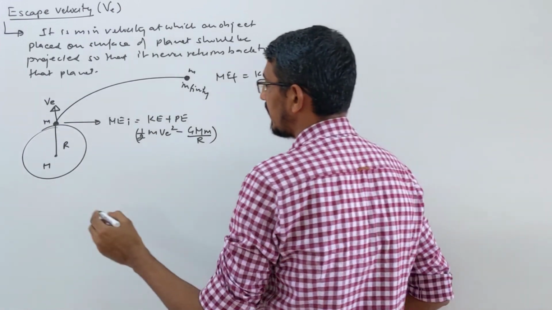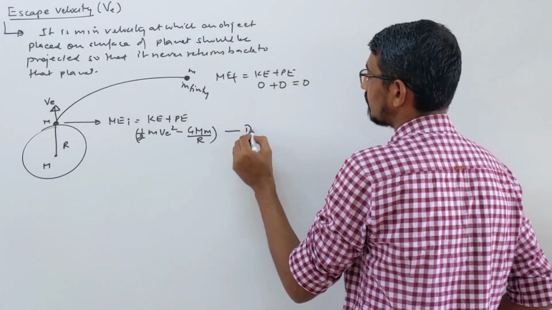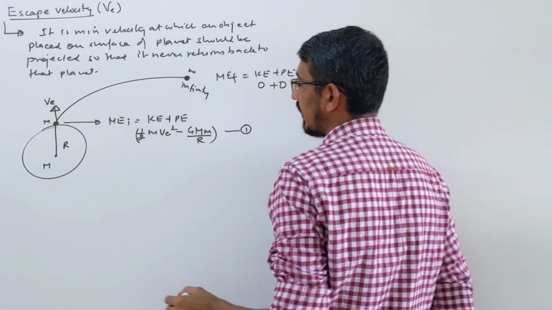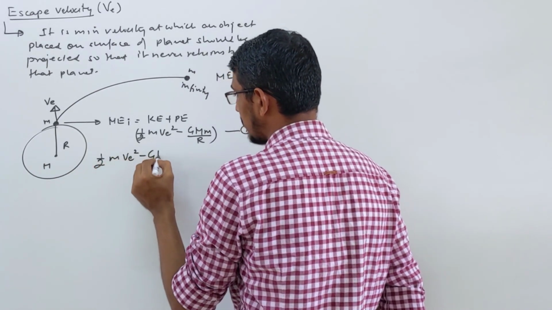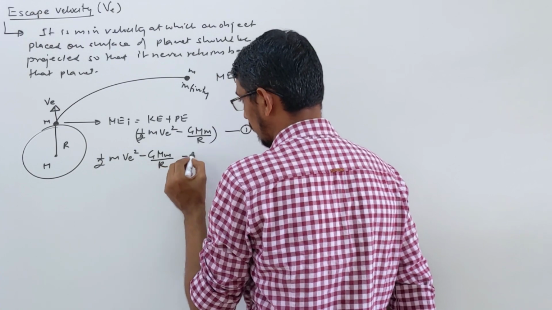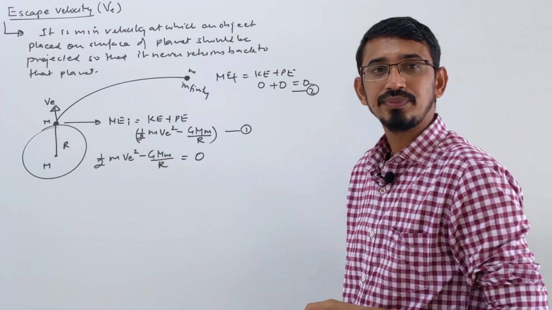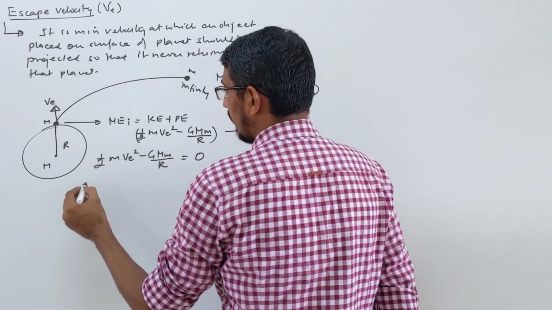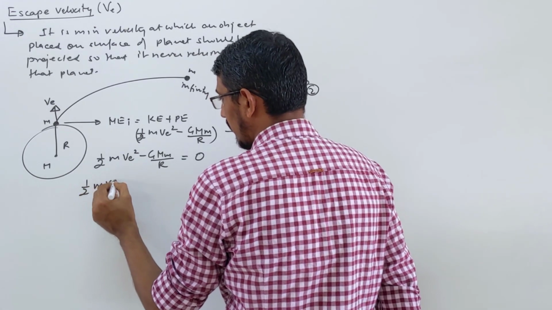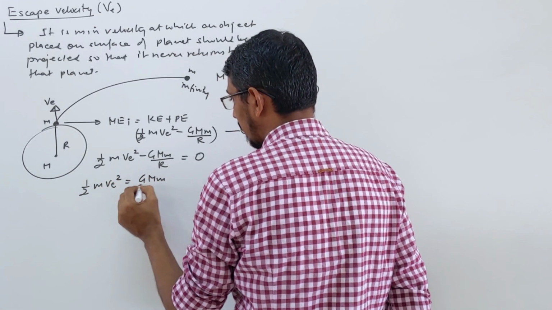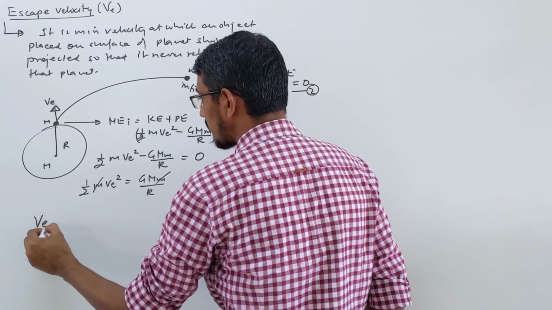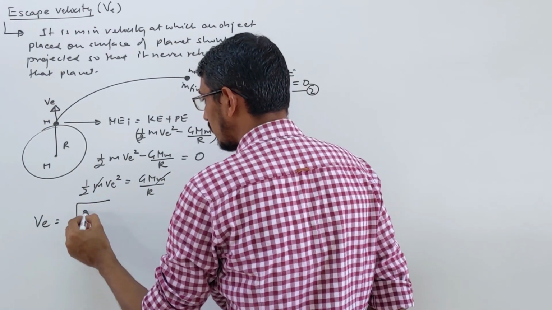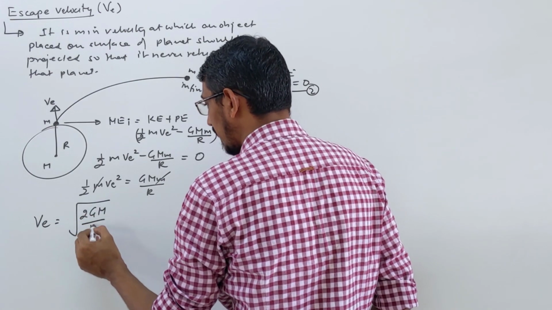When you equate them, what you will see? This is equation 1, equation 2 you say. So when you equate them, you will get this answer: half m VE square minus G M m upon r is equal to 0. We want to calculate VE, so you can write half m VE square is equal to G M m upon r. Small mass gets cancelled here. So you see the escape velocity simply comes root 2 G M by R.